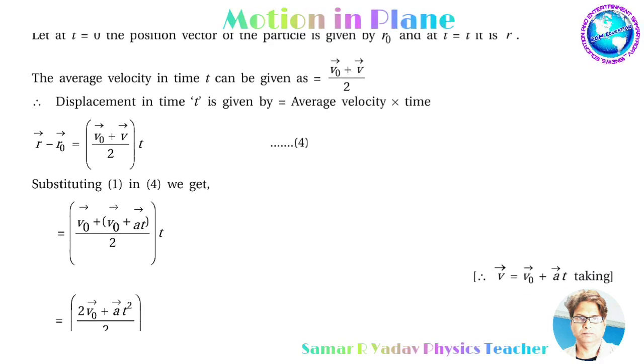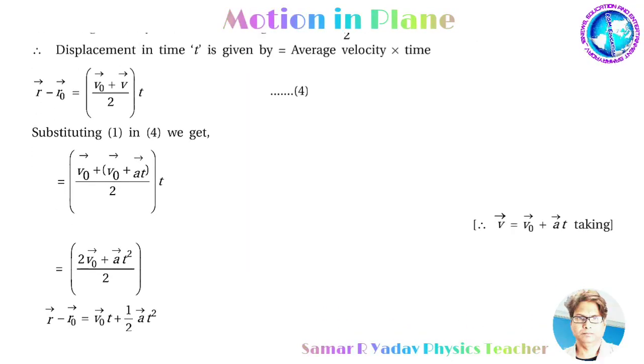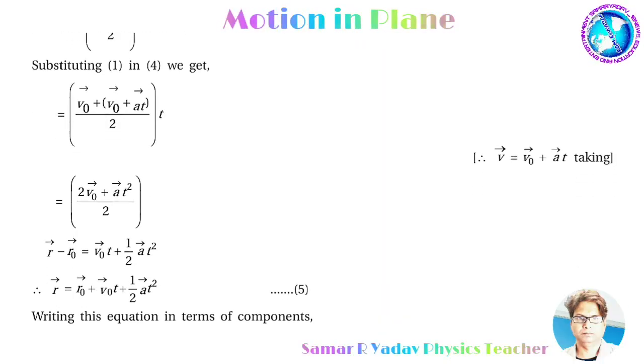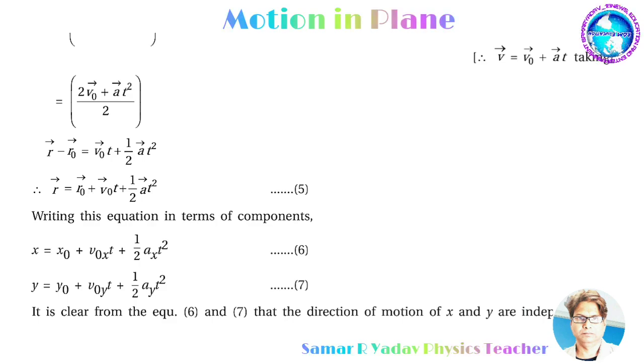Substituting equation 1 in 4, we get r minus r0 is equal to ((v0 vector plus (v0 vector plus a vector t)) upon 2) into t, which is equal to (2 v0 vector plus vector a t) into t upon 2. Therefore vector r minus vector r0 is equal to vector v0 t plus 1/2 vector a t square. Therefore vector r is equal to vector r0 plus vector v0 t plus 1/2 vector a t square.